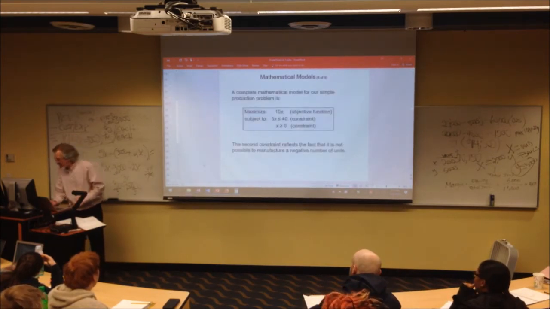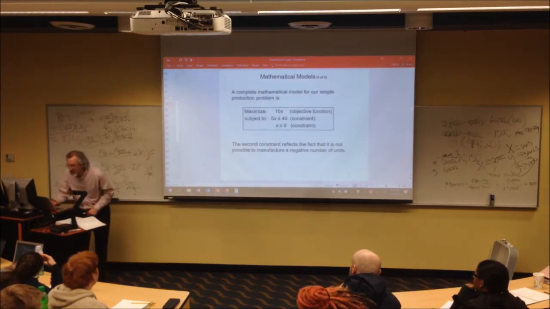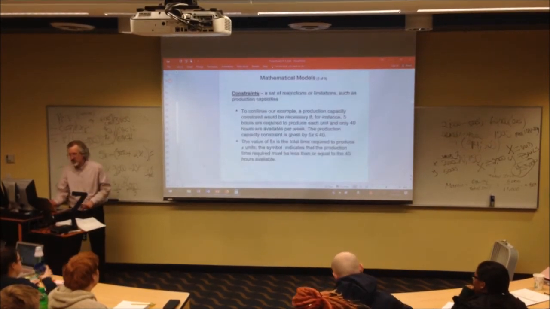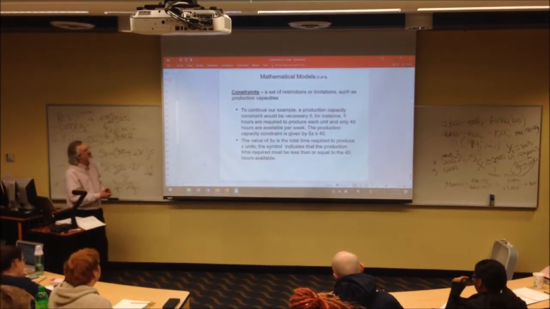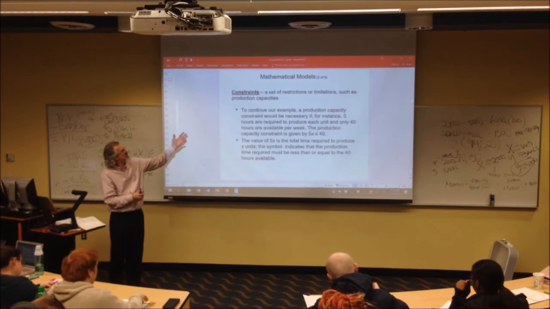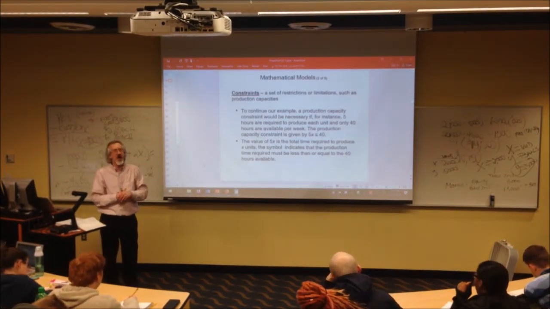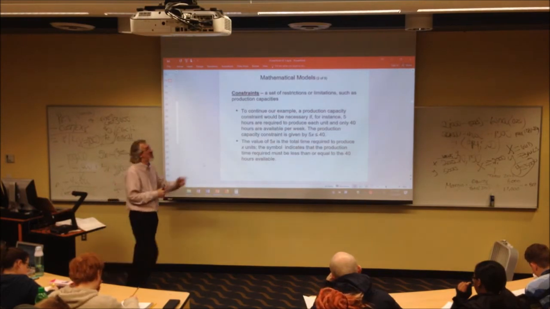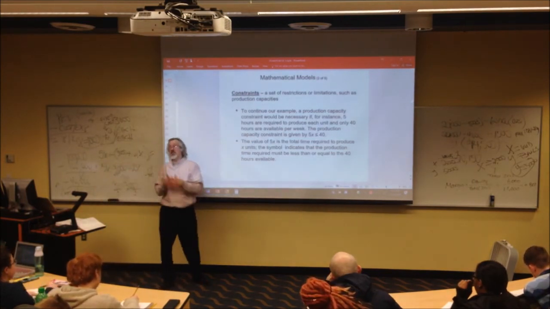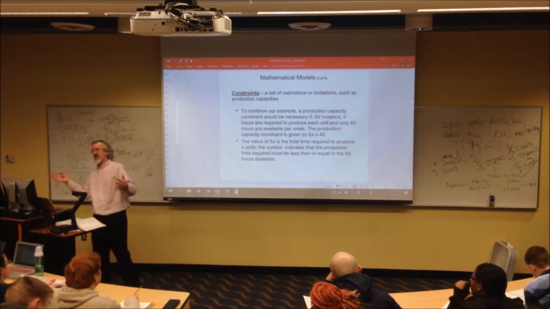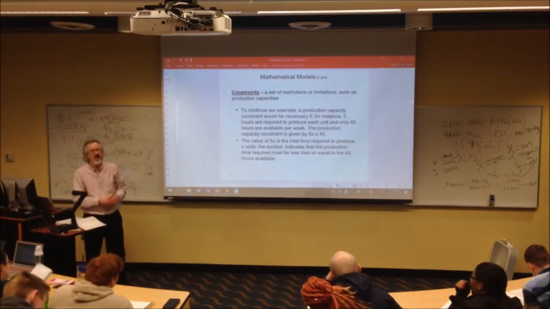Let's go to slide 14. Here's constraints. There are restrictions or limitations, such as production capacity. You'll see several problems in the back of this chapter that are all about production capacities. We only have the capacity based on our data to make this many, or something like that.